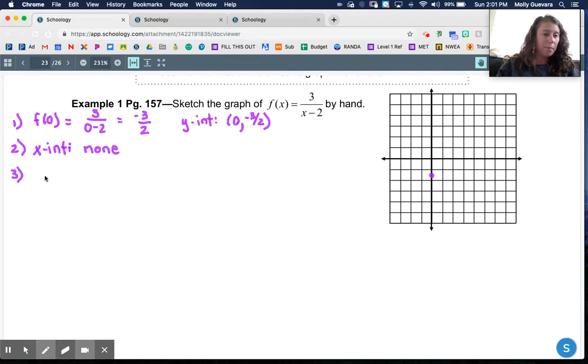The third step is to find any vertical asymptotes or holes. Let's start with our vertical asymptote, which is the value that gives you 0 on the bottom. In this case, the value that gets you 0 on the bottom is 2. A hole happens when there's a 0 on both the top and the bottom. In this case, there's no 0 on the top, so there cannot be a hole. So I found that there's a vertical asymptote here at 2.